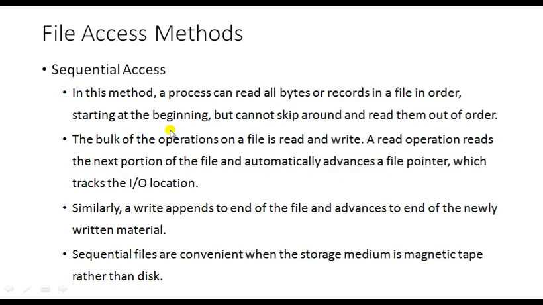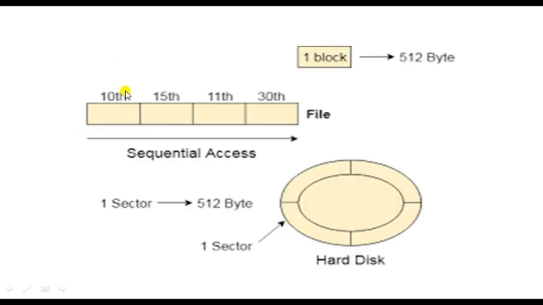So here in access methods, the major operations are read and write. A read operation reads the next portion of the file and automatically advances a file pointer which tracks the IO location. So for reading the 15th location, the operating system accessed the 10th location and the read pointer is updated with the next location. If the operating system accesses the 15th location, the read pointer is updated with the next location. In this manner, the file is going to be accessed.